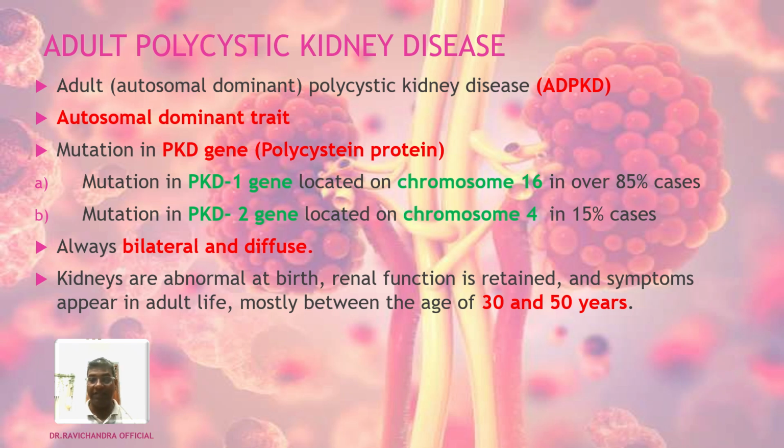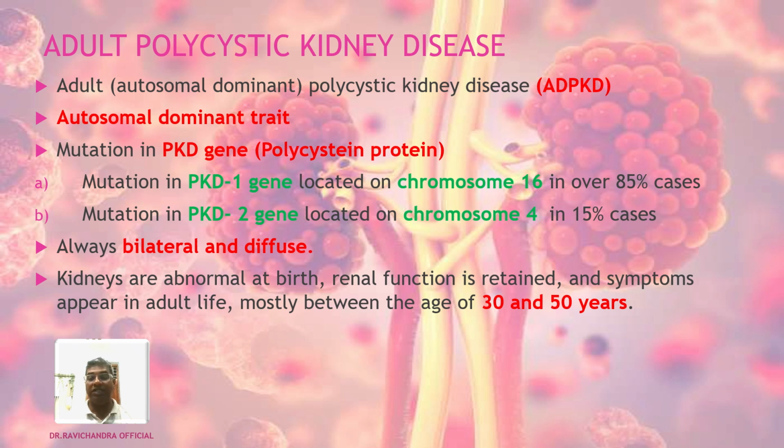Adult polycystic kidney disease is autosomal dominant and the mutations are in the PKD gene, which encodes for the polycystin protein. PKD1 gene is located on chromosome 16 and it is seen in 85% of the cases. PKD2 gene is located on chromosome 4 and it is seen in 15% of the cases. So, the main mutation is PKD1 followed by PKD2.